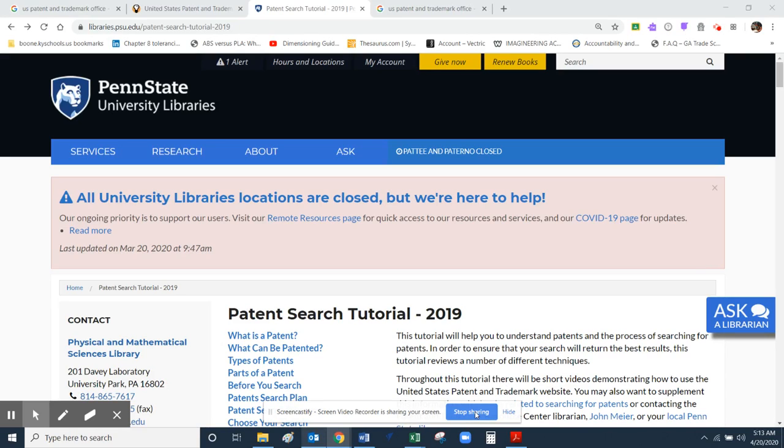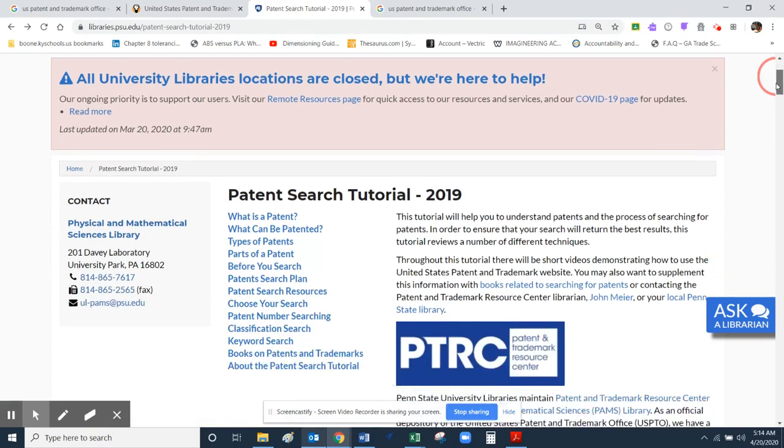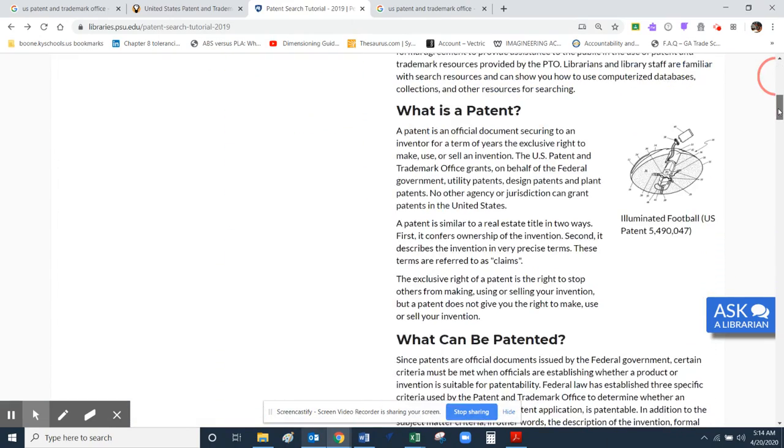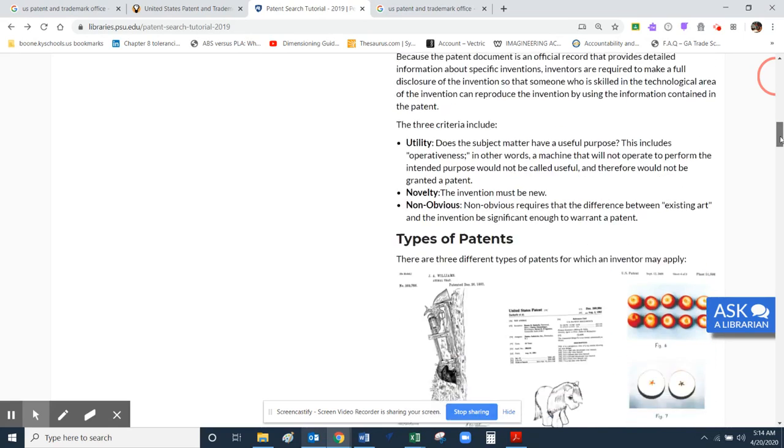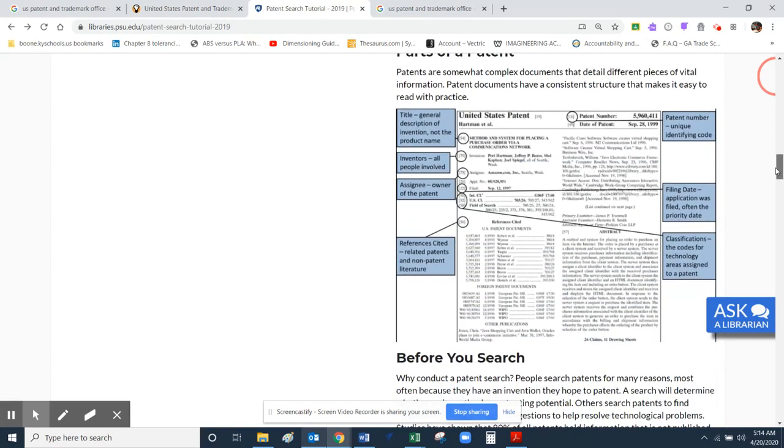This video is a brief introduction into the three types of patents. The website you see here is created by Penn State University, their libraries division, and the website address is right here at the top if you want to reference that. It goes through what is a patent, what can be patented, what types are patented, and what parts of the patent. We'll look at those individually.